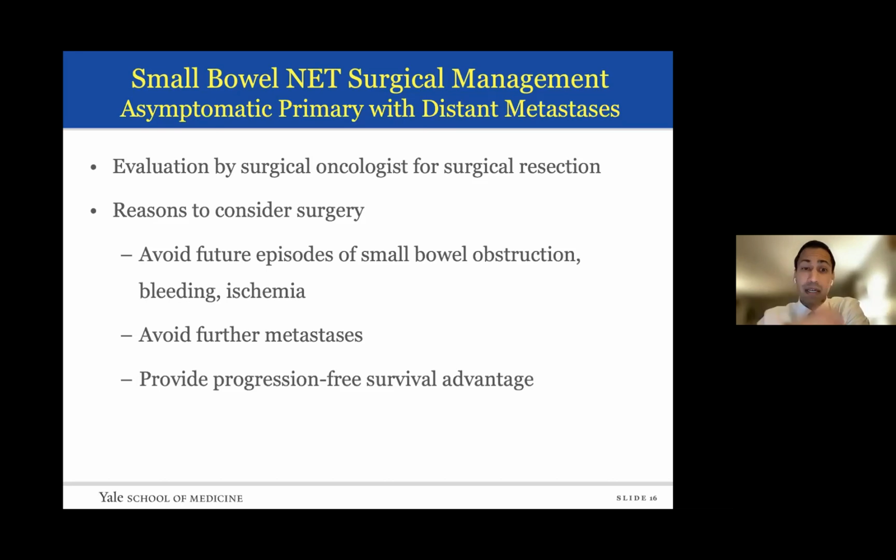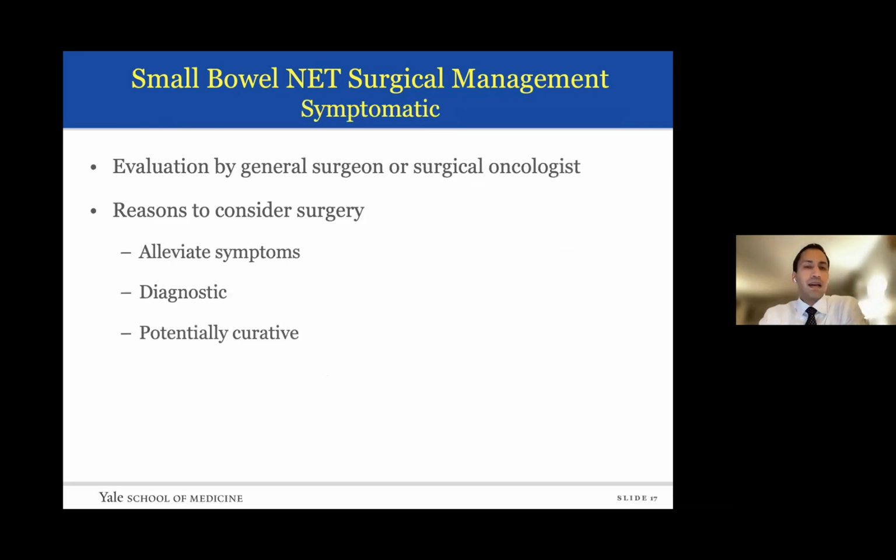we would suggest this be evaluated by a surgical oncologist, and the reasons for surgery again are to avoid future complications and metastasis, and this kind of an approach can still provide a progression-free survival advantage. And then sometimes patients present symptomatically, and a patient that's presenting symptomatically should probably just get to the operating room and be seen by a general surgeon in the local hospital, because sometimes these patients don't have room to be transferred, and an acute bowel obstruction should usually be managed locally.